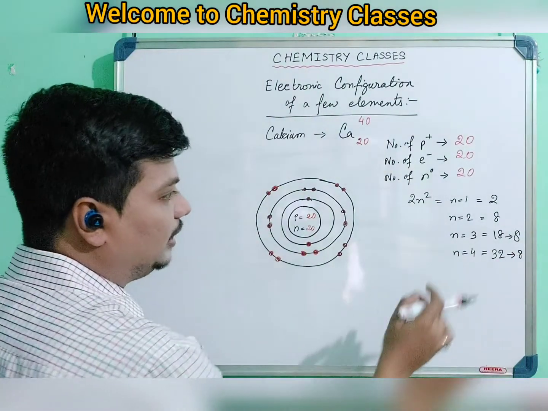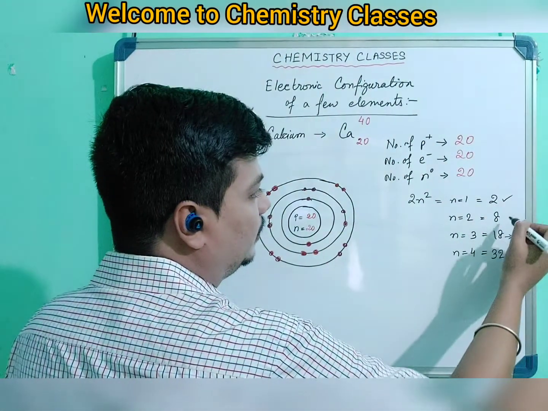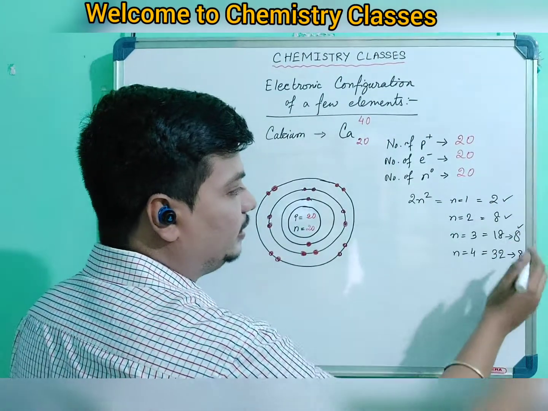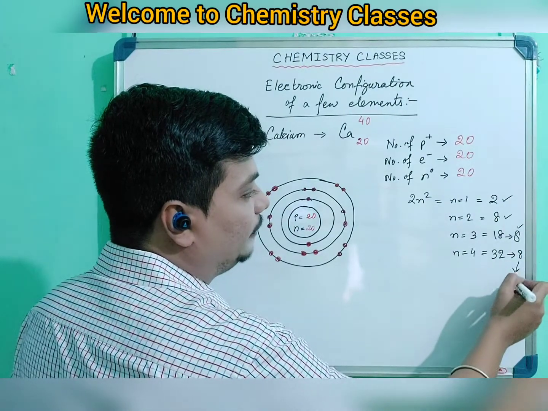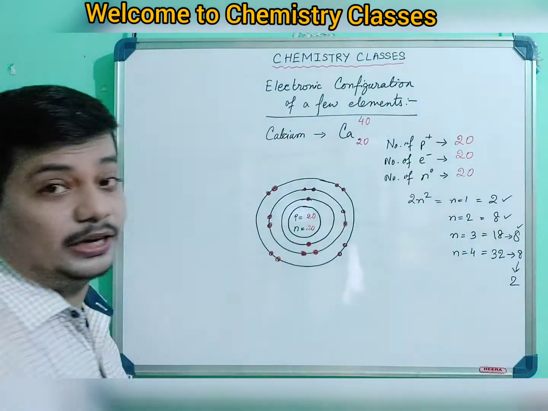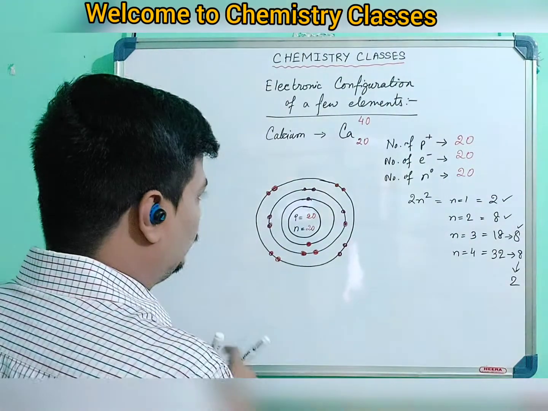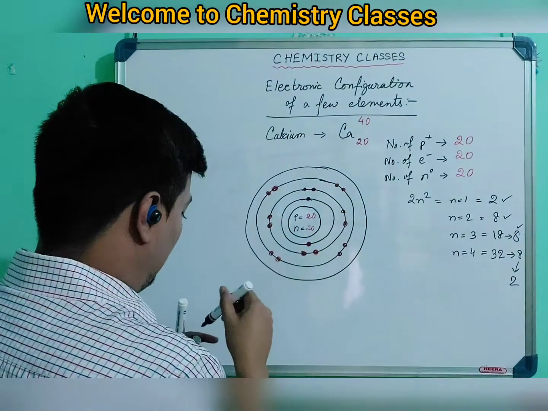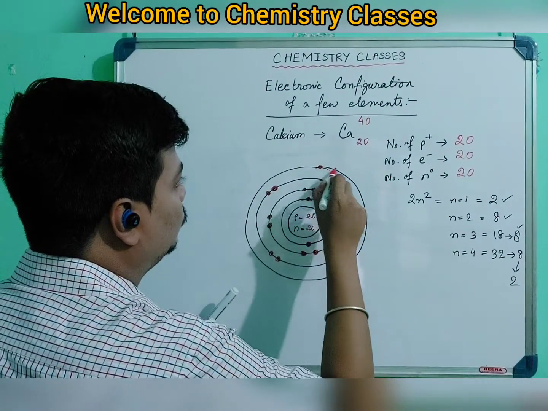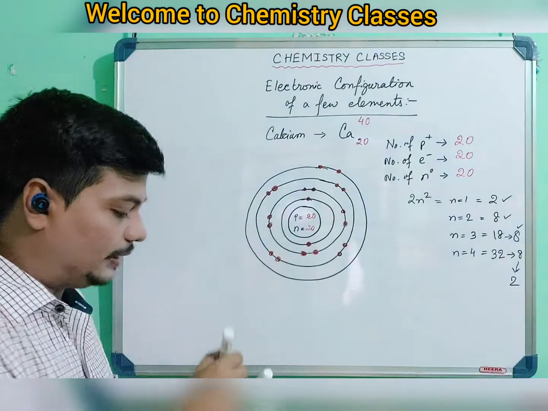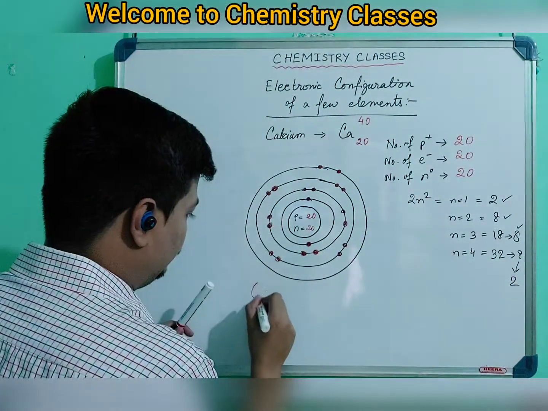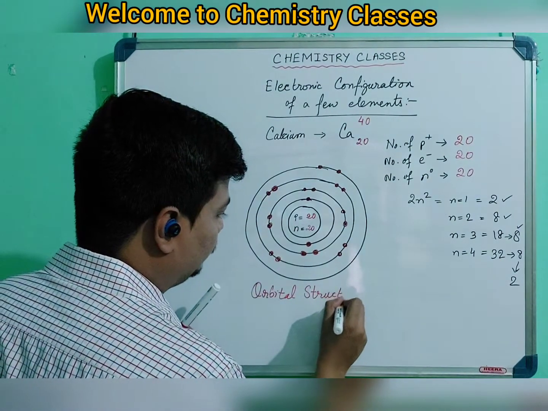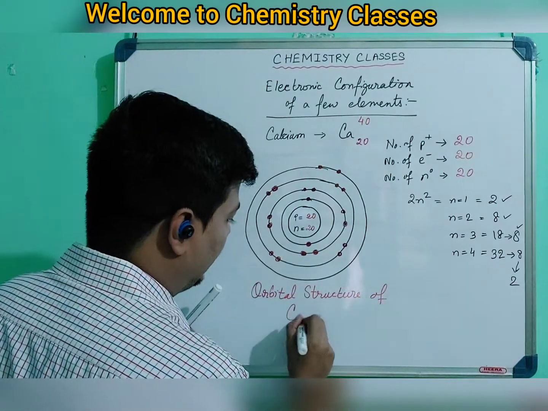And in the last shell, how many will go? So 2 I have given here, 8 here, 8 also here. So 8 plus 8 is 16, plus 2 is 18. Here it can hold 8 electrons, but I will give only 2 electrons because my number of electrons is 20. So in my last shell I will be placing 2 electrons. So this is my orbital structure of calcium.